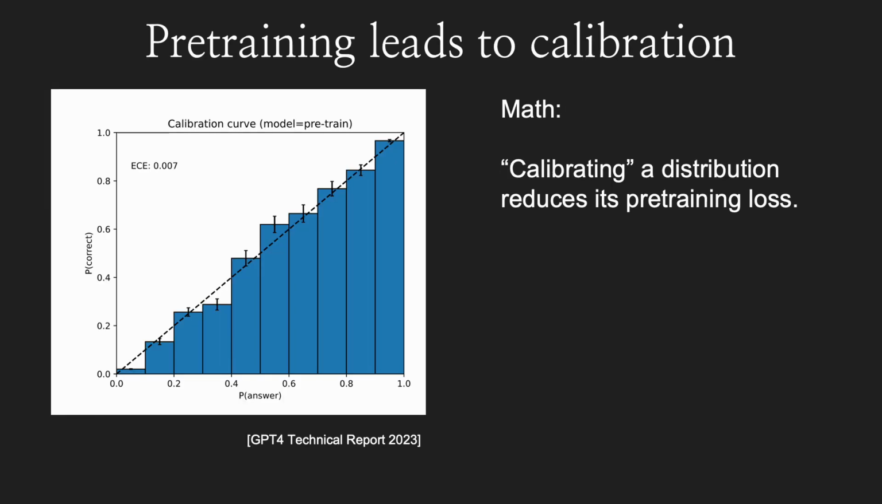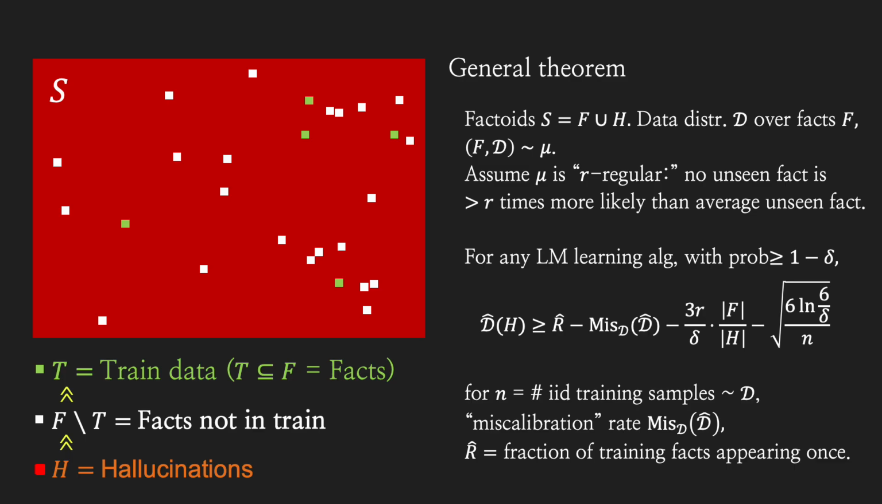But this is just a picture from the GPT-4 technical report. It's a slightly different definition of calibration, but they show that their language models are very calibrated after the pre-training phase. The math fact that explains why this happens is that if a distribution is not calibrated, you can actually reduce its pre-training loss by applying some simple calibration procedure, where you replace the probabilities of all documents with some other probability based just on the document probability, or on the fact probability in this case.